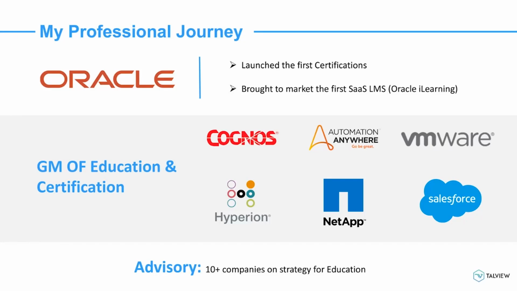I've subsequently held GM roles for education at companies like Hyperion, Cognos, NetApp, VMware, Salesforce, and most recently at Automation Anywhere. All these roles were global and included all aspects of product training for customers, partners, employees, and the broader ecosystem.